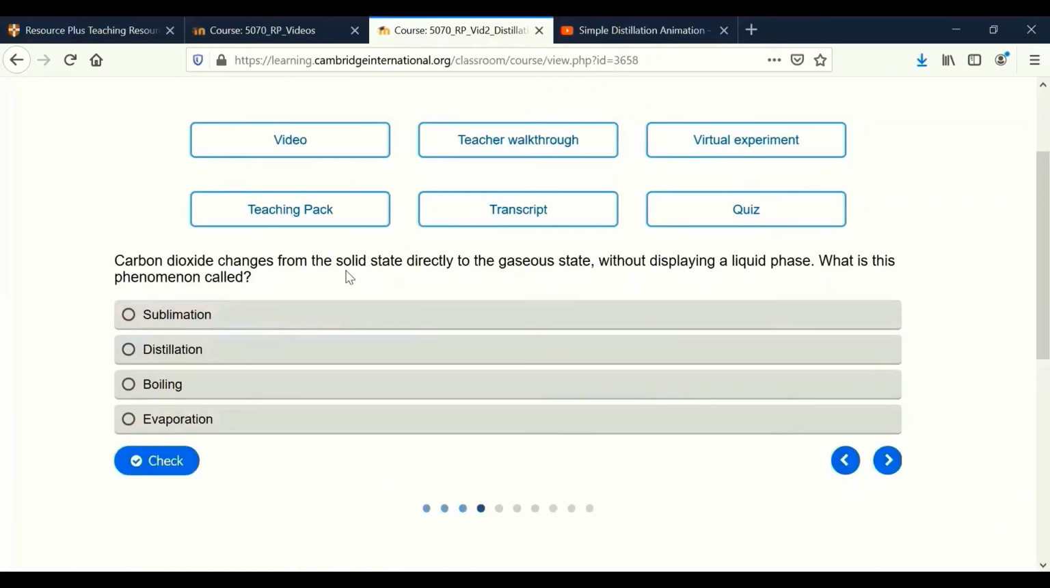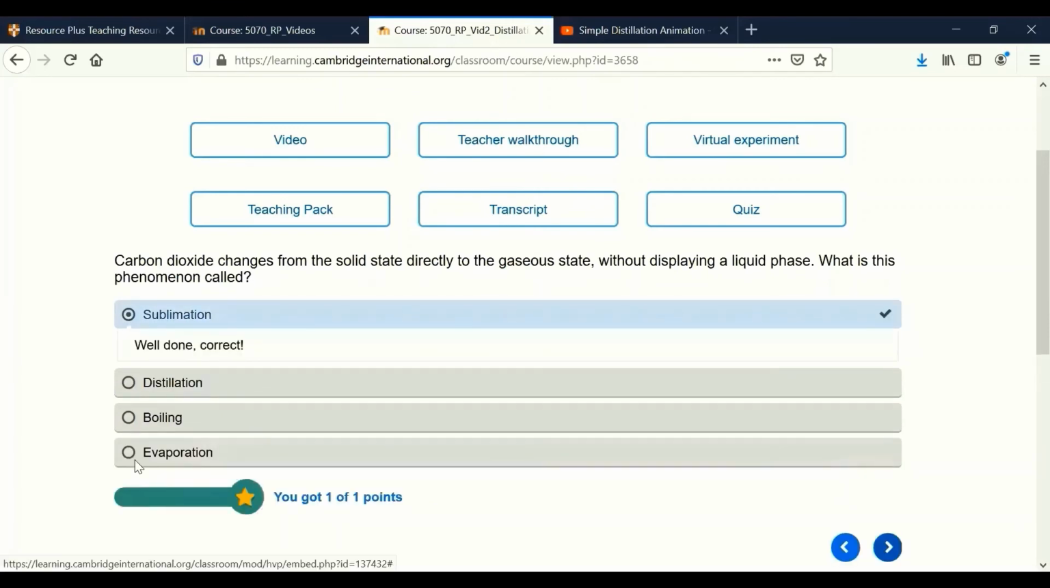Carbon dioxide changes from solid state directly to the gaseous state without displaying a liquid phase. What is the phenomenon called? Sublimation, distillation, boiling, or evaporation? Sublime solids are the ones which directly change into the gaseous state from a solid state without undergoing the liquid state. So sublimation would be the right answer.